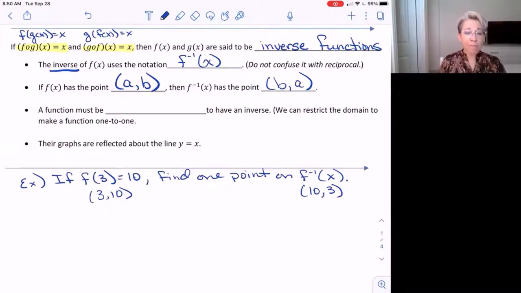And also remember, a function must be one-to-one in order to have an inverse. So one of the things that we can do is restrict the domain to make the function one-to-one. In other words, say we're only going to define it from 0 to infinity to keep it a one-to-one function. And the very last piece of information is their graphs are reflected about the line y equals x.